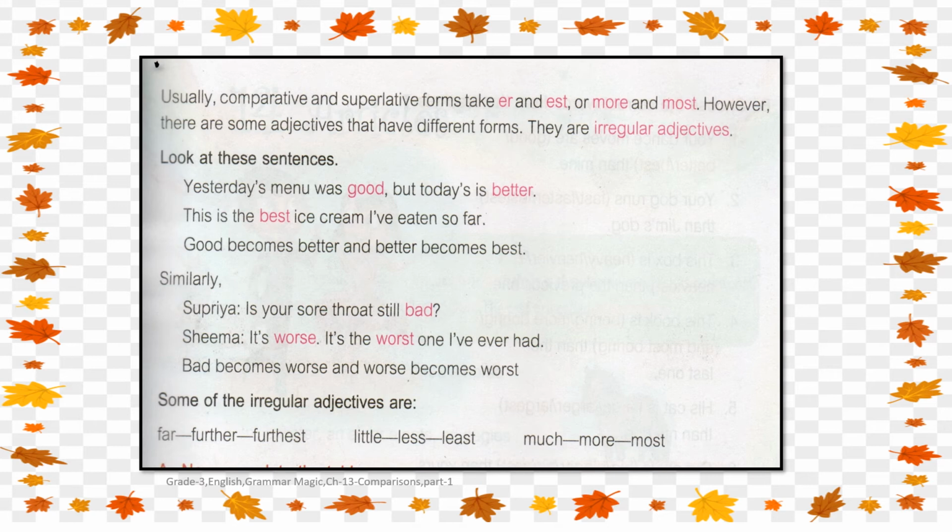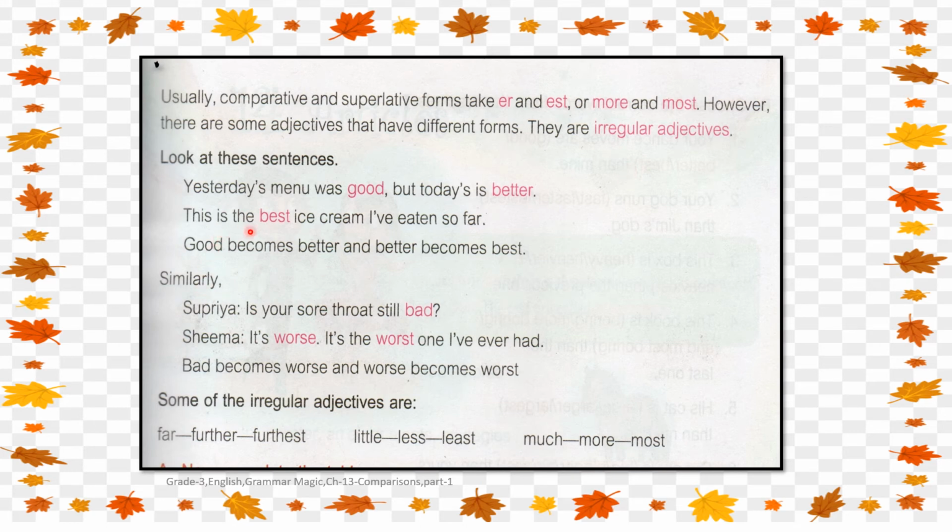Usually comparative and superlative forms take er and est. Yes, we have learned that usually they are formed with er or est. But children, there are some irregular adjectives also, where we use more and most with the comparative and superlative degree.